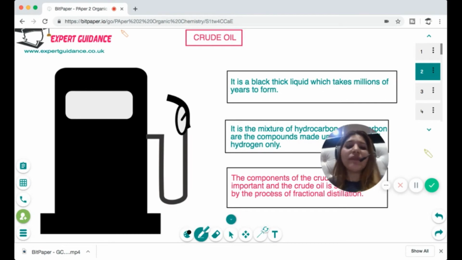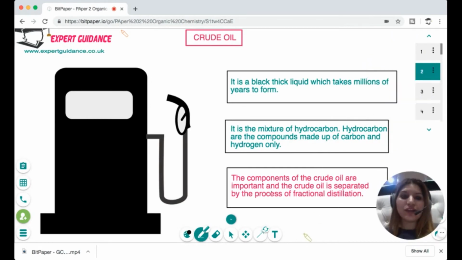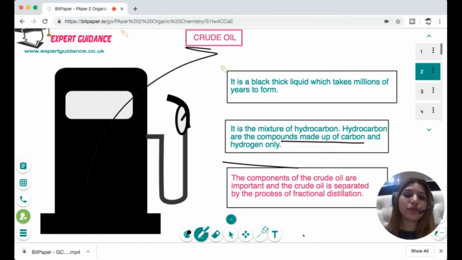Now, whenever we talk about organic chemistry, we basically talk about hydrocarbons. What are hydrocarbons? Hydrocarbons are compounds which are made up of carbon and hydrogen only. And from where do these hydrocarbons come? They come from crude oil. Crude oil is a black thick liquid which takes millions of years to form.